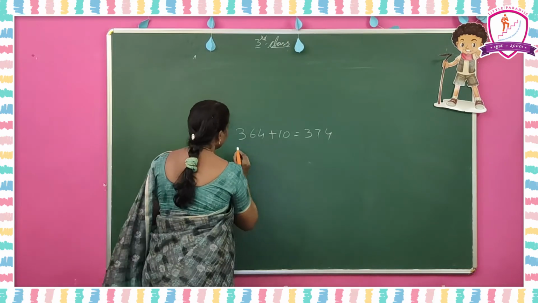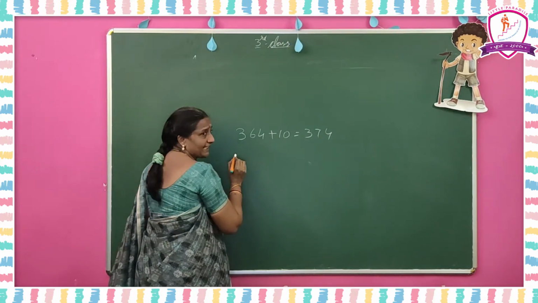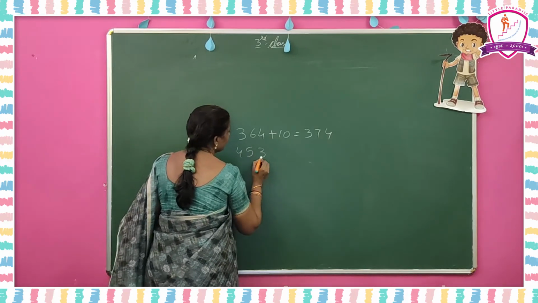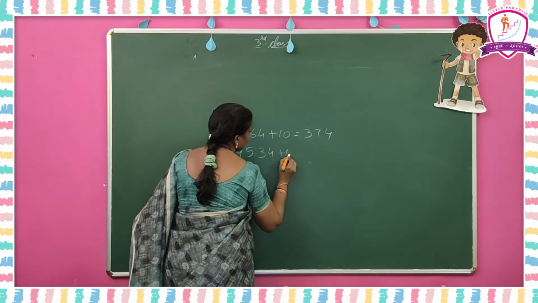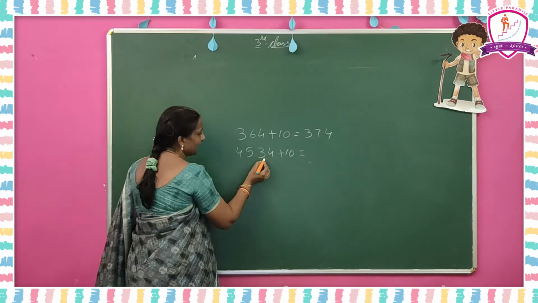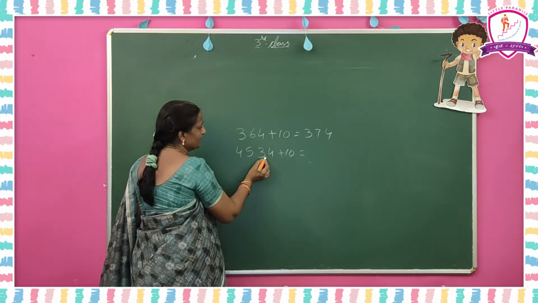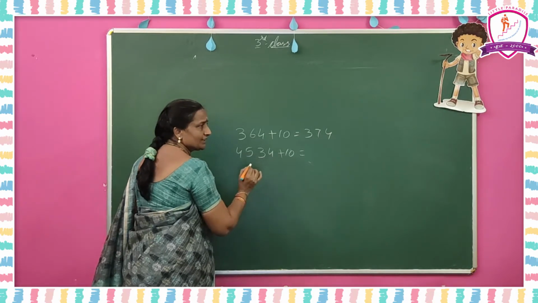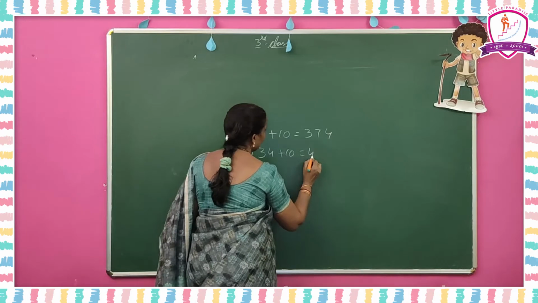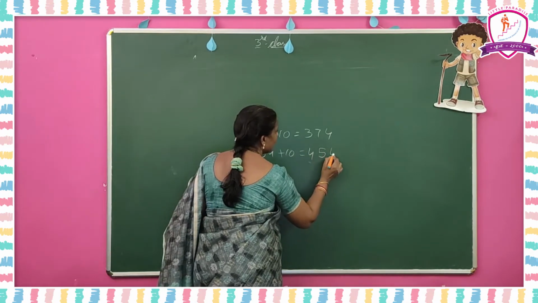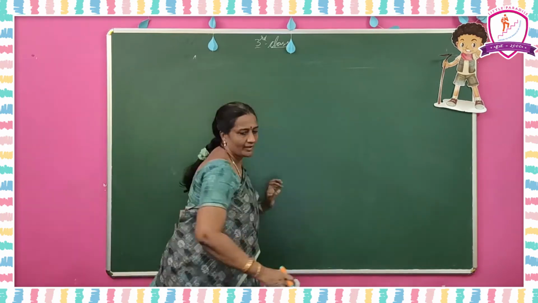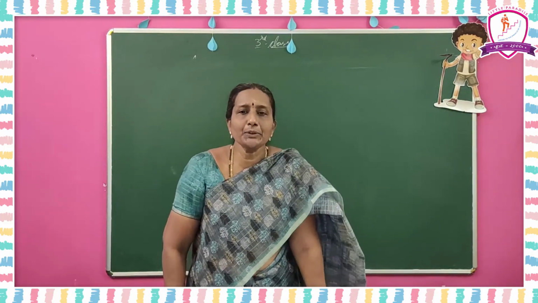Okay. Similarly, if we take any four-digit number, 4534 plus 10. What is the digit in tens place? 3. It is increased by 1. That means it becomes 4. So the answer is 4544.